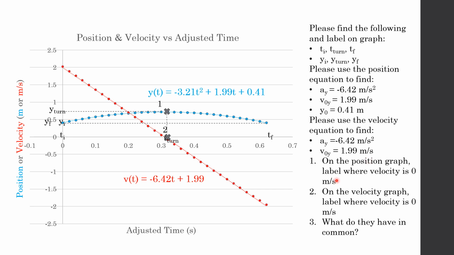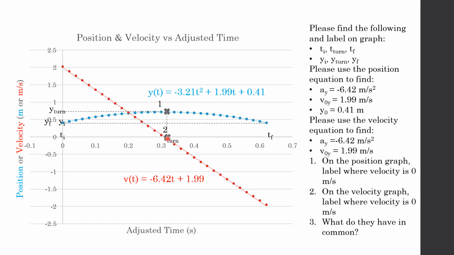Then we're going to label a couple things. So on the position graph, label where the velocity is equal to 0 meters per second. Okay, so you can see this little x here is labeled 1. So this little x is where, on the position graph, the velocity is equal to 0, right? And we know that by looking at the velocity graph here.